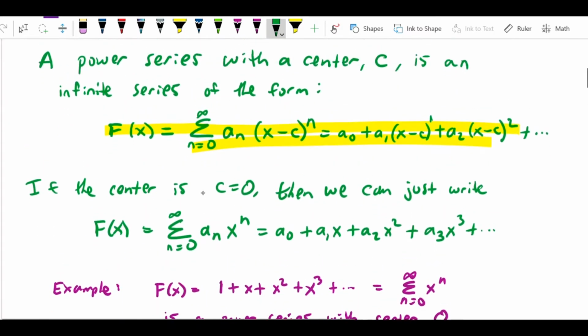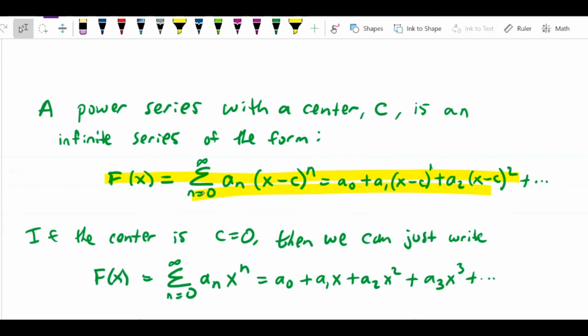Now, a more common case of a series, this is the really general form of a series that I've written up here. Typically, we're dealing with series where the center is 0. Not always, but we often are. And if the center is 0, then we just write the series like this. We don't need to write x minus c because it would just be x minus 0, which is x. So those series look like a0 plus a1x plus a2x squared plus a3x cubed, like that.